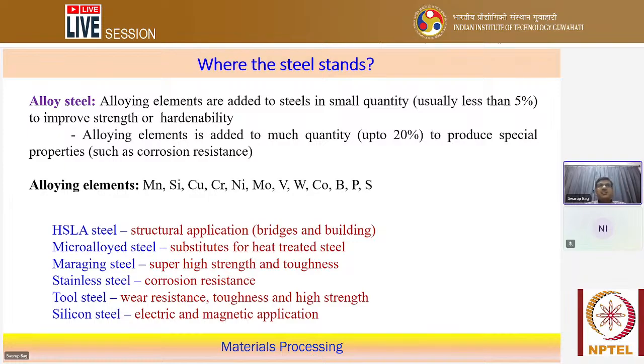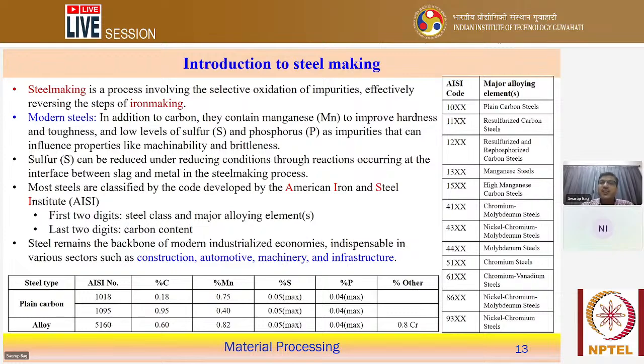Similarly, stainless steel is basically known for its corrosion resistance property. In this case, a very high percentage of chromium brings the corrosion resistance properties in stainless steel. Similarly, tool steel contains carbon and manganese, just to improve the hardness and toughness.